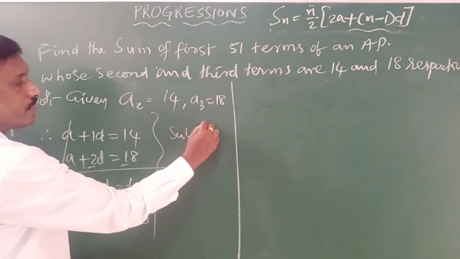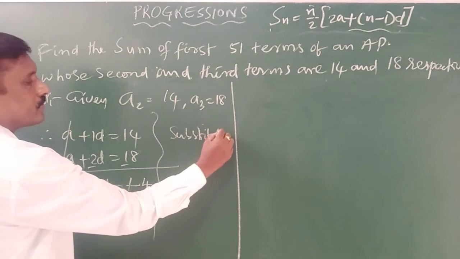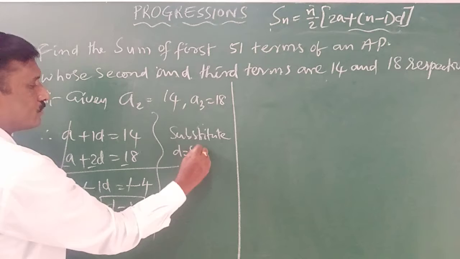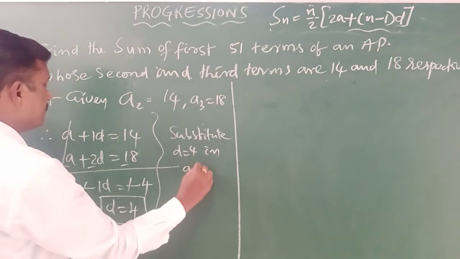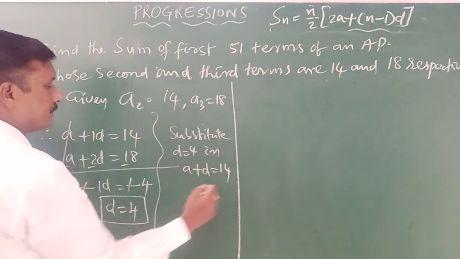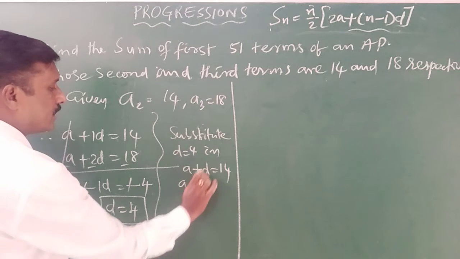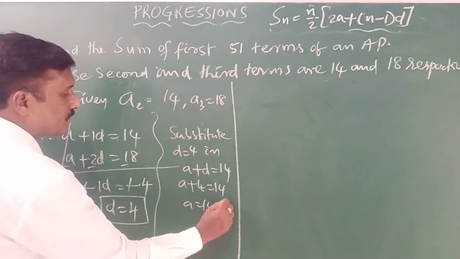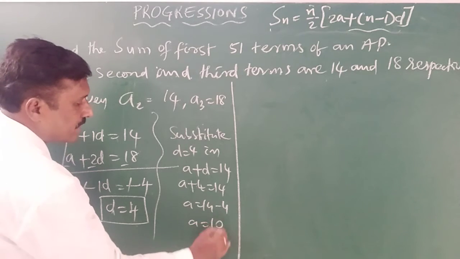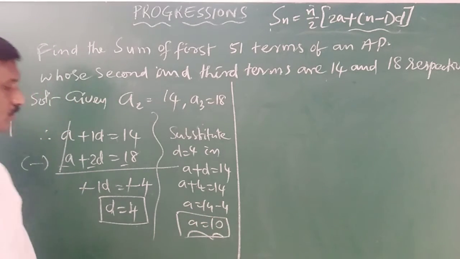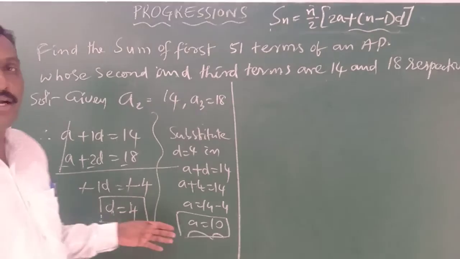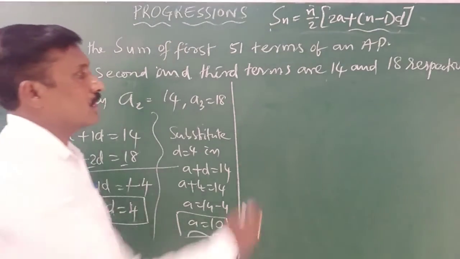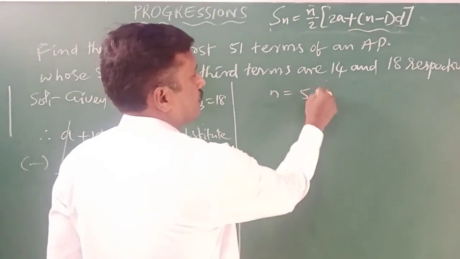Substitute d is equal to 4 in a plus d is equal to 14. So a plus 4 is equal to 14, a is equal to 14 minus 4, a is equal to 10. Now you have the a value and d value, and the number of terms is equal to 51.